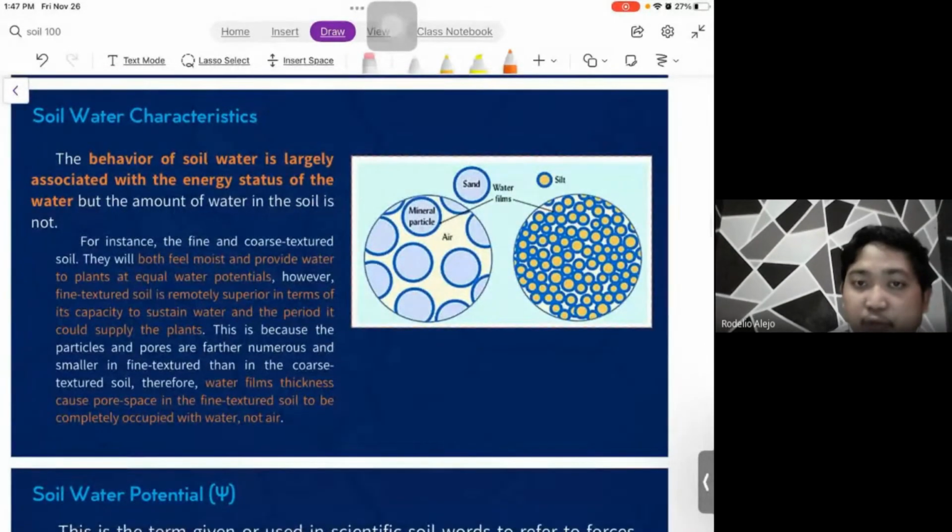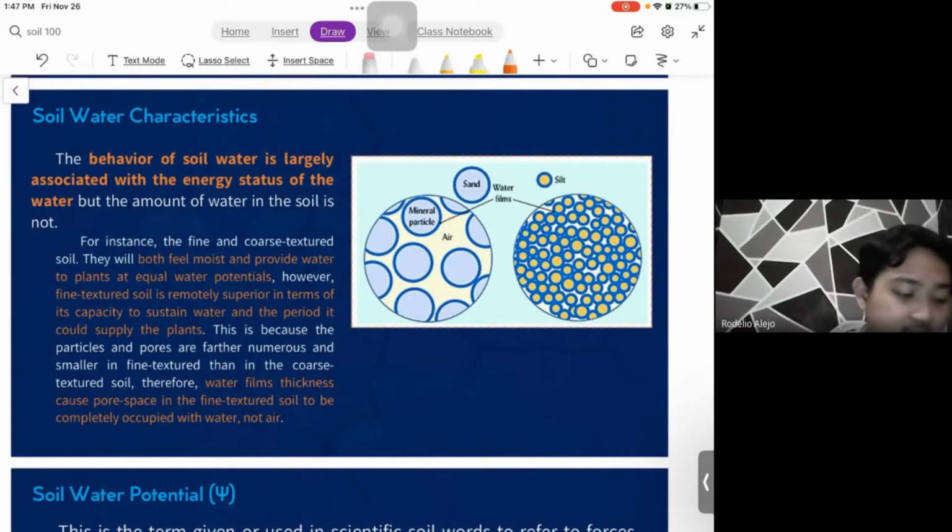So for you to understand more, soil water characteristics: the behavior of soil water is largely associated with the energy status of the water, but the amount of water in the soil is not. For instance, fine and coarse textured soils will both feel moist and provide water to plants at equal water potentials. However, fine textured soil is remarkably superior in its capacity to sustain water and the period it could supply the plants. This is because the particles and pores are more numerous and smaller in fine textured than in coarse textured soil. Therefore, water film thickness causes pore space in the fine textured soil to be completely occupied with water, not air.